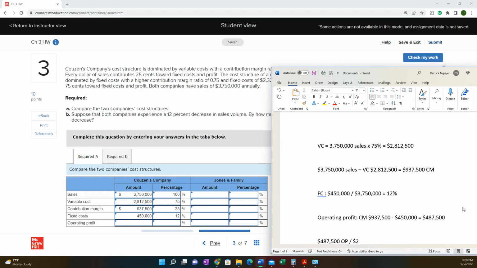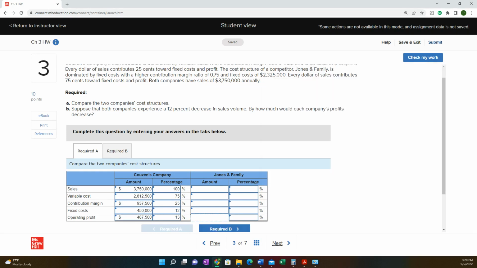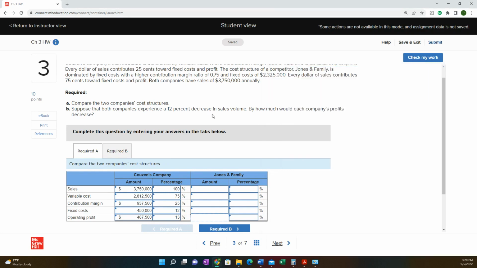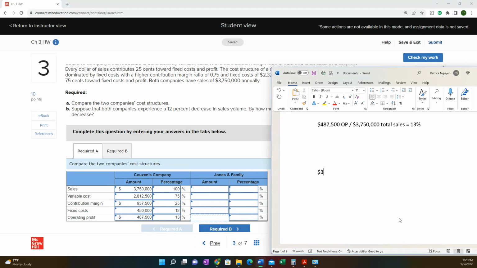Next, we'll work on Part B of Cousins Company. Part B says, suppose that the company experiences a 12% decrease in sales volume. How much would each company's profits decrease? So to figure that out, we have $3,750,000 in total sales, and we have a 12% decrease. So that means our sales are going to decrease by $450,000.